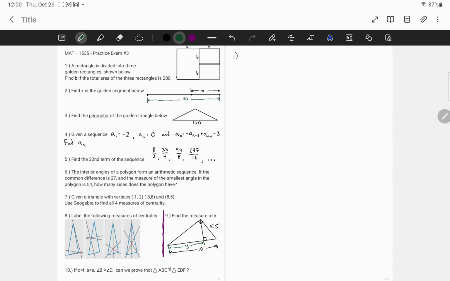First of all, we've got a collection of 3 golden rectangles here. This is a golden rectangle, this is a golden rectangle, and this is a golden rectangle, all of which have this setup where the long side is equal to the short side times phi, where phi is around 1.618.